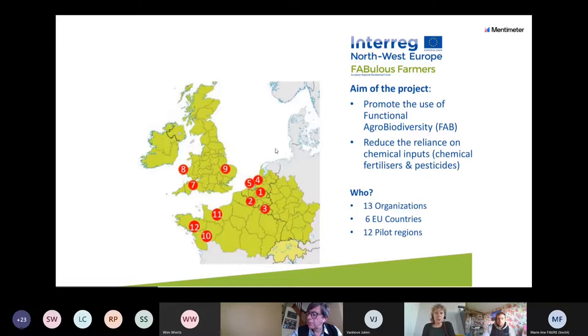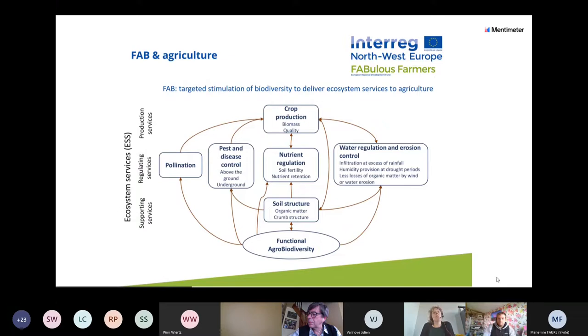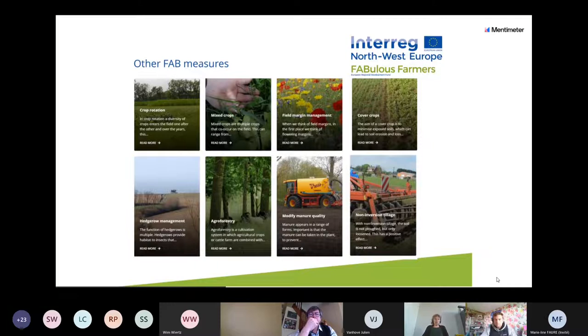What do we mean with functional agrobiodiversity? Basically, we interpret it as a targeted stimulation of biodiversity to deliver ecosystem services to agriculture. Which ones are useful for agriculture? For example, pollination, pest and disease control, soil structure and the advantages that come from that, and water regulation. Examples of FAB measures which we address in our projects are crop rotation, mixed crops, field margin management, cover crops, hedgerow management, agroforestry, modifying manure quality, and also the non-inversion tillage, which we will discuss today.